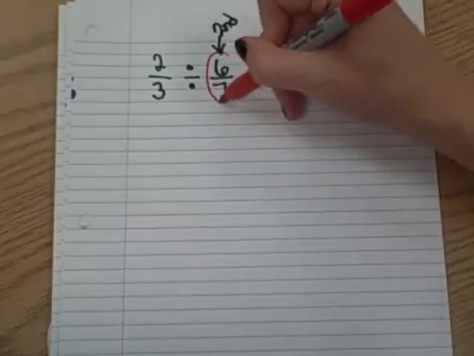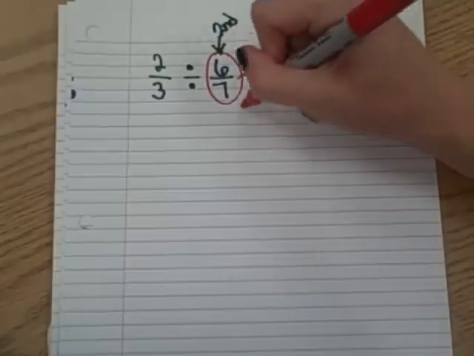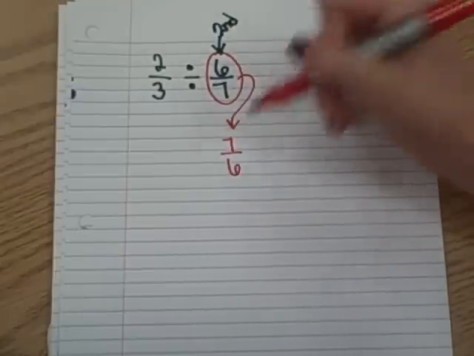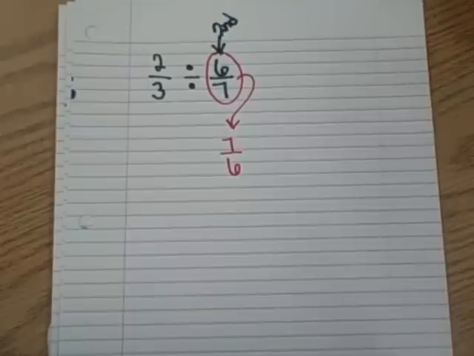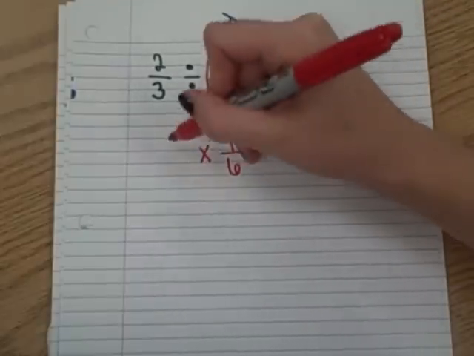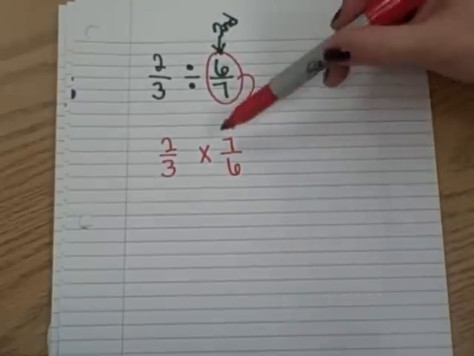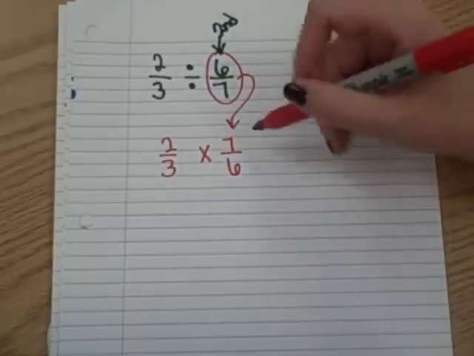So this is the fraction that we are going to flip totally upside down, and we're going to make it 7/6. And then we want to multiply. So we're multiplying by the reciprocal. Everything else, the first fraction, stays the same. We're simply now going to multiply by the reciprocal.